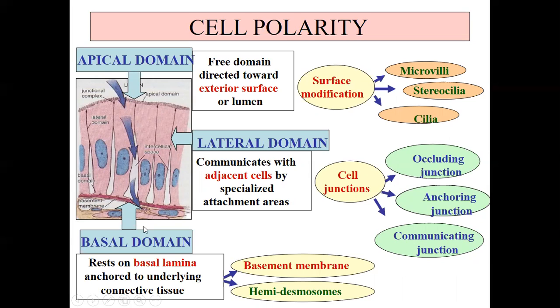Okay, and then at the base here we have the basal domain, and the basal domain rests on the basal lamina, which anchors to underlying connective tissue. The underlying connective tissue is beneath here, and there are two structures that are important here. We have the basement membrane and also the hemidesmosome.